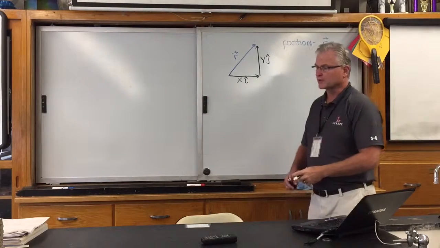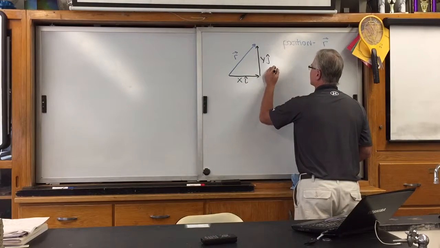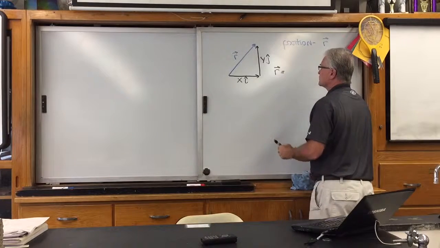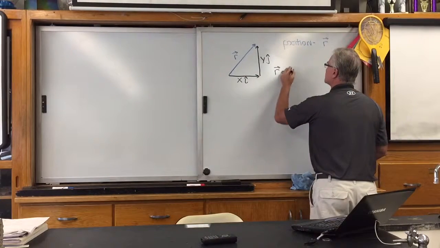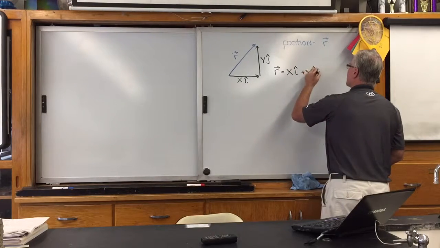Okay, now, I'd like to actually write this out in terms of this unit vector notation. So what is R equal to? R is equal to X in the I plus Y in the J.